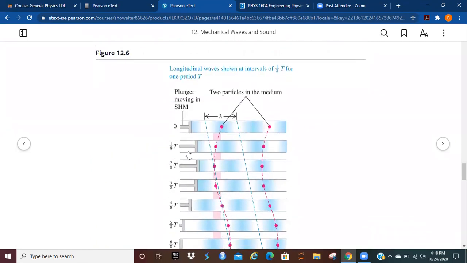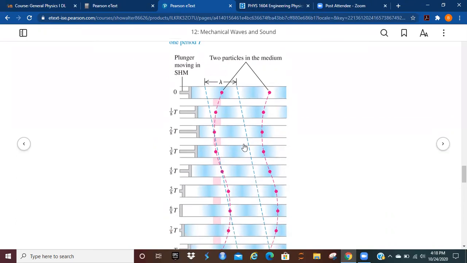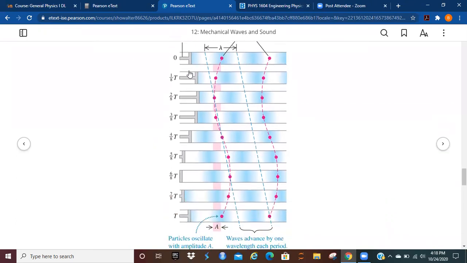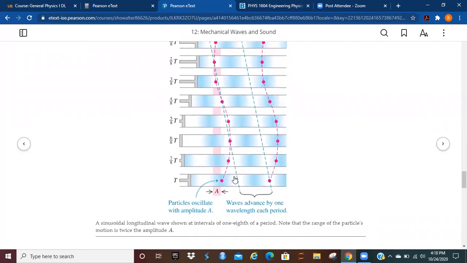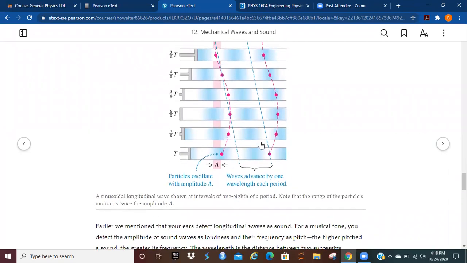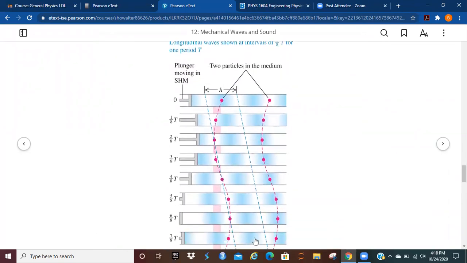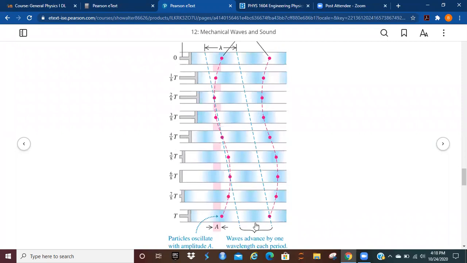Again, if we look at a chart of the motion of these particular particles, and remember they're moving left to right, as we look at the period as it goes through, the plunger eventually pushes in, pulls back out, and then comes back, we can see how these particles move. And again, we can see the wave as it advances by one period.